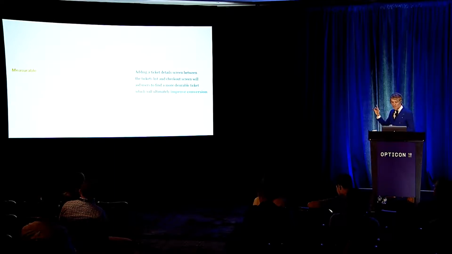So number one, M, measurable. We can measure this, right? We are saying we're going to improve conversion. This hypothesis has something that we will say is good or bad. Opposite would be enjoying their event more, right? We could not measure that.